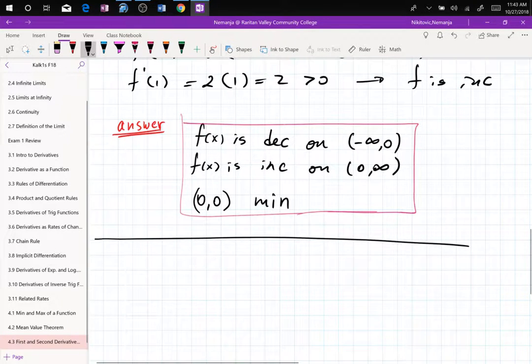Try to work this thing for the next example. f of x equals 1 over x. I'll be back in 19 seconds.